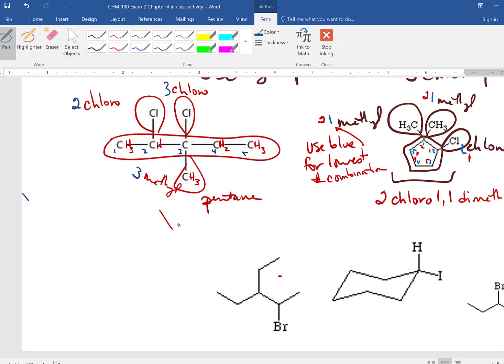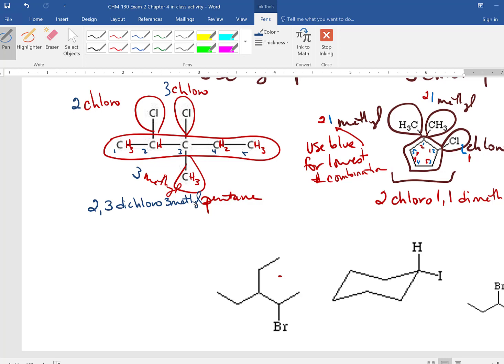So which do I write first? I have 2, 3 dichloro, and then 3 methyl. It wouldn't matter about the 2 and the 3. It's just two different numbers. What that tells you is that there's a chlorine on 2 and a chlorine on 3.